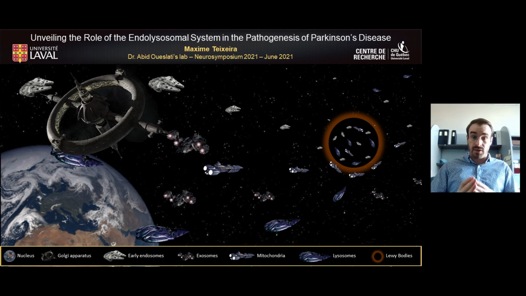Surprisingly, the surviving neurons harbor dense protein clusters called Lewy bodies that look like strange black holes. Today, the exact causes surrounding the formation of these Lewy bodies remain mysterious. However, one major player seems to be involved, the endolysosomal system. But what is it and how does it participate in the formation of these Lewy bodies?